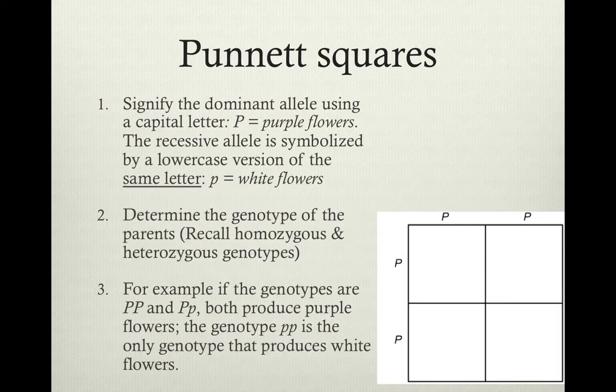When making Punnett squares, first you want to signify the dominant allele using a capital letter. This is usually the first letter of the dominant trait. So in this example, we'll use P for purple flowers. The recessive allele is then symbolized by a lowercase version of the same letter, thus a lowercase p for white flowers. Next, we want to determine the genotype of the parents.